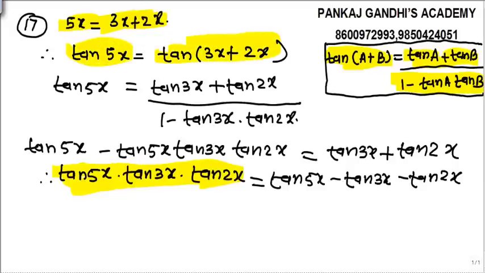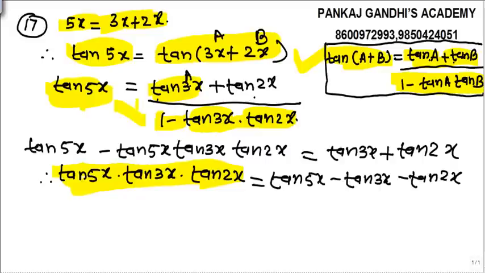I can write. So tan 5x, by this formula, is equal to tan(3x + 2x). So in this case, A is this 3x value, suppose, and this is B. So obviously tan of (A + B) will come: tan A plus tan B. So tan 3x plus tan 2x divided by 1 minus tan 3x into tan 2x.